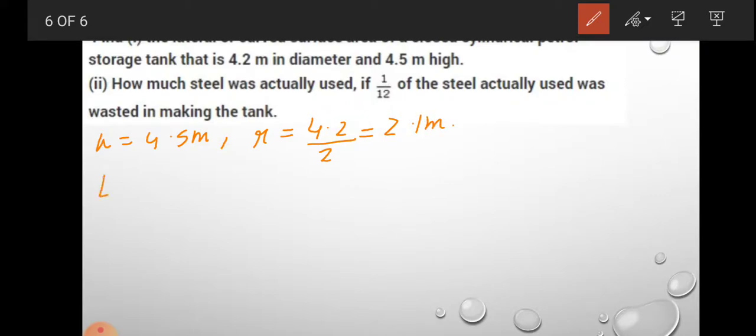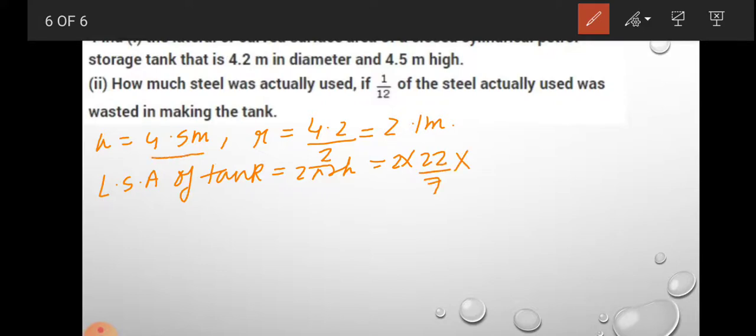Now lateral surface area or curved surface area of tank is equal to 2 pi RH, which is equal to 2 into 22 by 7, into radius 2.1, into height 4.5. On solving this, we get lateral surface area is equal to 59.4 meter square.